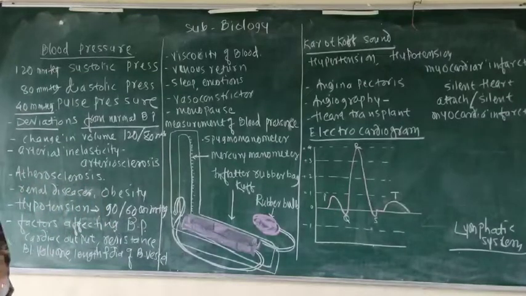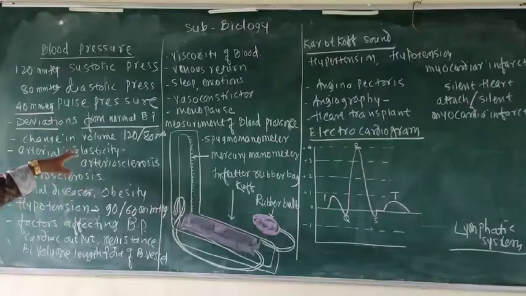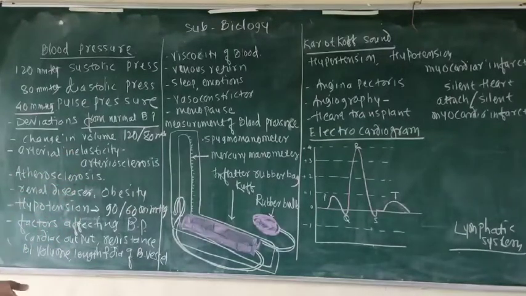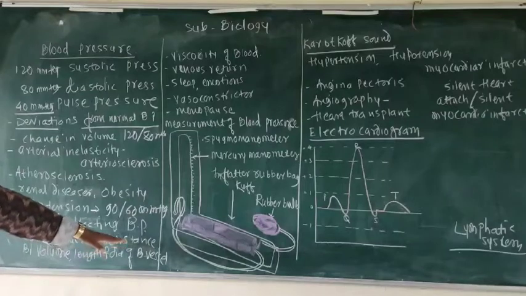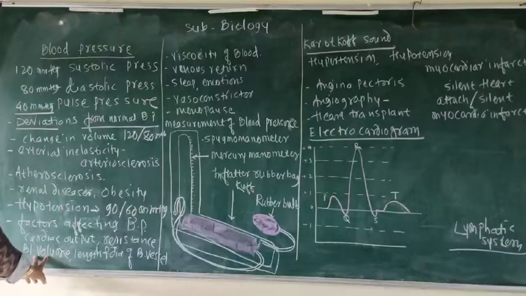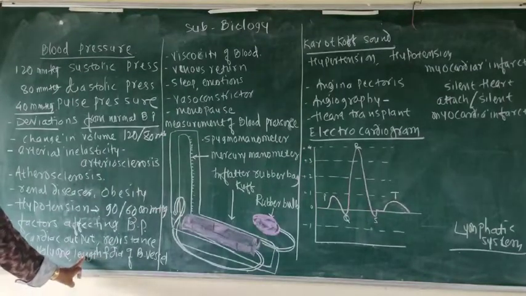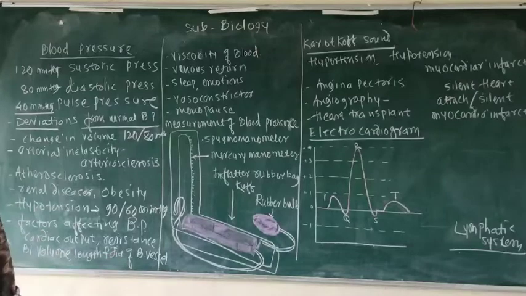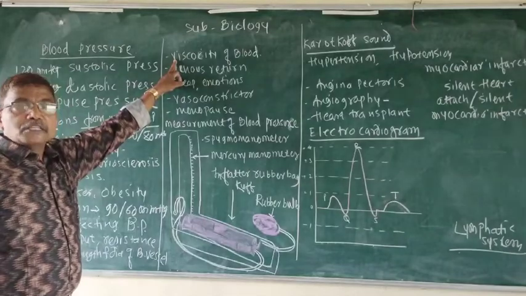Which are the factors affecting blood pressure? We will discuss some. Cardiac output: if there is increased blood volume, cardiac output increases, which increases blood pressure. A plug in the blood vessel increases resistance, which increases blood pressure. If there is less volume, there is a decrease in blood pressure. Length and diameter: if there is more length and less diameter, blood pressure increases. Viscosity of blood also alters the blood pressure.